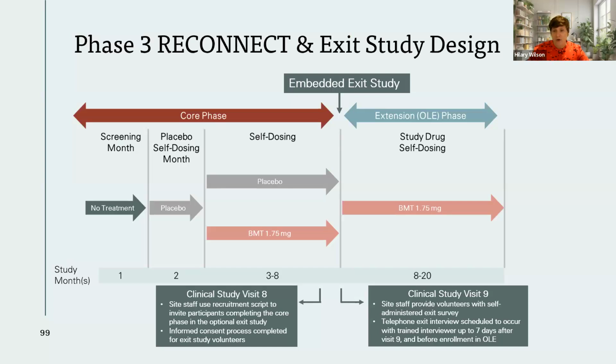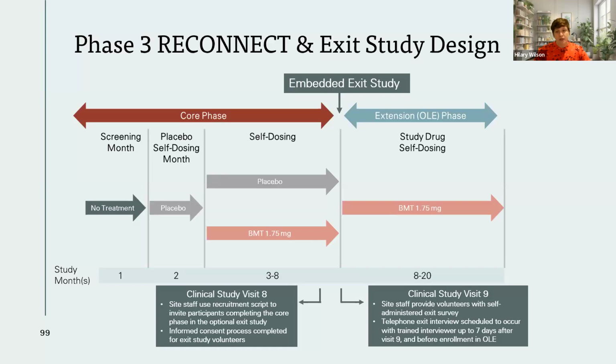So the Reconnect program had a screening month, a placebo self-dosing month, and then there was a 6-month self-dosing period. And the co-primary endpoints were evaluated as change over that 6-month dosing period. The embedded exit study occurred after the final activities in the last study visit of the core period. So that was visit 9. Both the survey and the interview had to occur before optional enrollment into the open label extension.